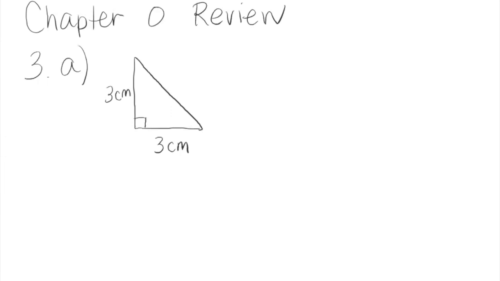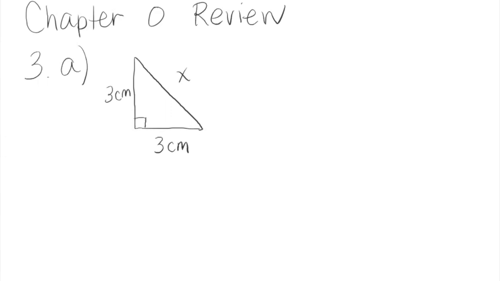All right, we're going to look at chapter 0 review and problem 3a, where we are asked to use the Pythagorean theorem to find a missing side of a right triangle. And the picture that was given to us is this right triangle with a right angle. Our side lengths were 3 centimeters and 3 centimeters. And we're trying to find the length of the hypotenuse, which is x.